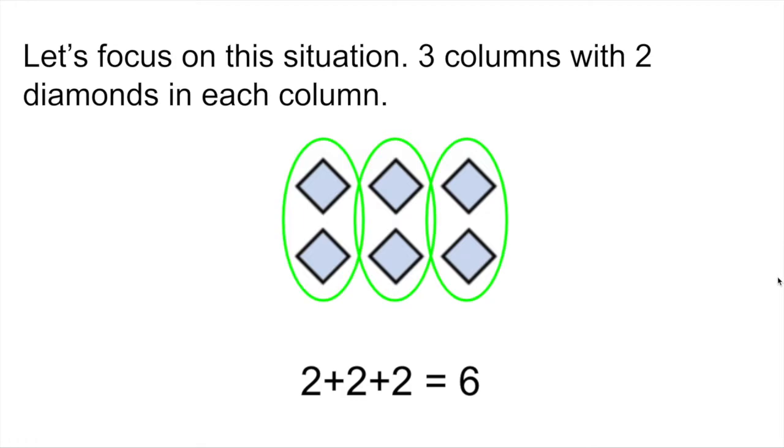So for today's video, let's focus on this first one. There were 3 columns with 2 diamonds in each column. 2 plus 2 plus 2 equals 6. We were repeatedly adding the 2, adding it over and over, and all of the groups are equal. They all have 2.